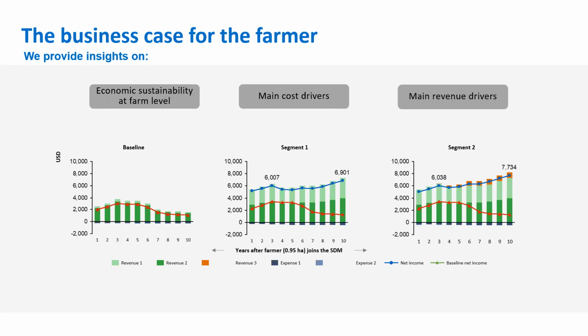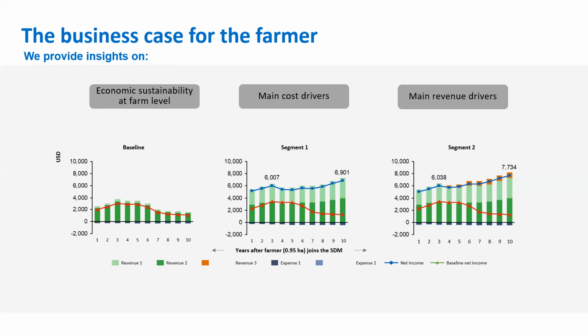And in that case, what we might look at is we might say, okay, we have the farmers who are in the traditional SDM basic, and then we have farmers which are in SDM plus. So using these 3 different segments, we look at what their main cost drivers are, what their main revenue drivers are, and how the different services impact their costs and their revenues. And then this brings us to understand what the economic sustainability is at the farm level.